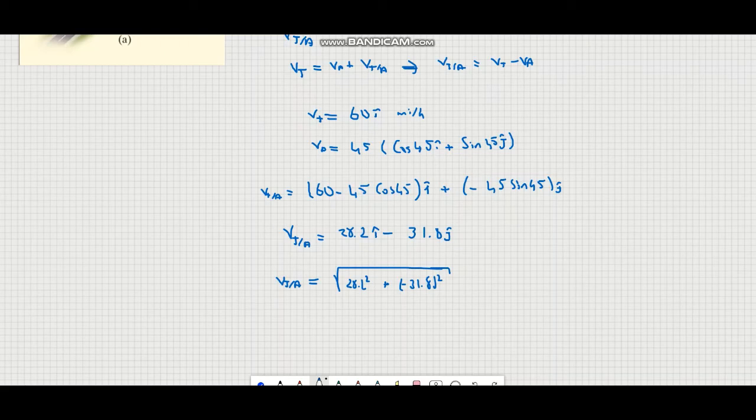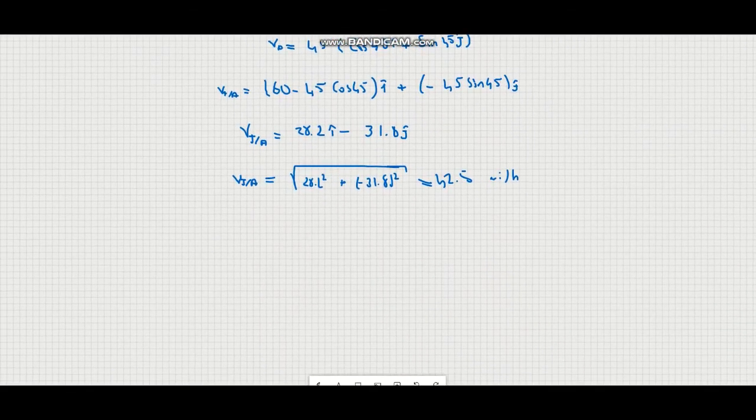Let me calculate and come back. Okay, when we calculate, it's going to be 42.5 miles per hour, which is our train velocity relative to the automobile.